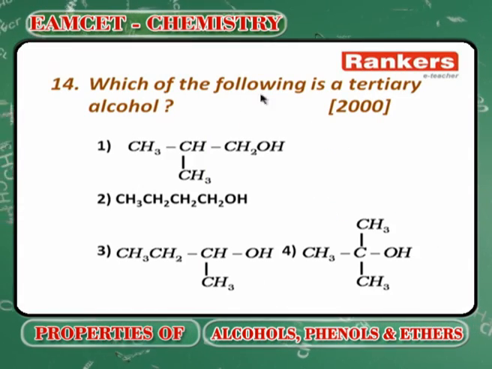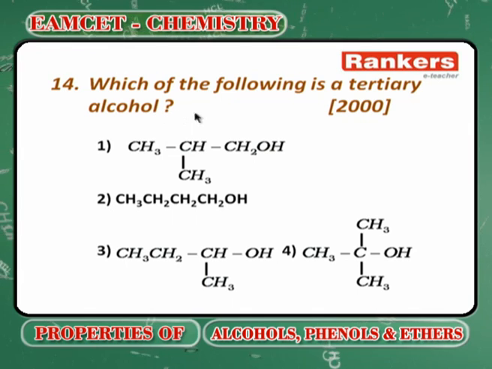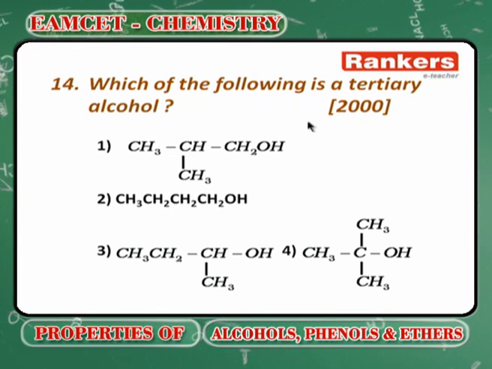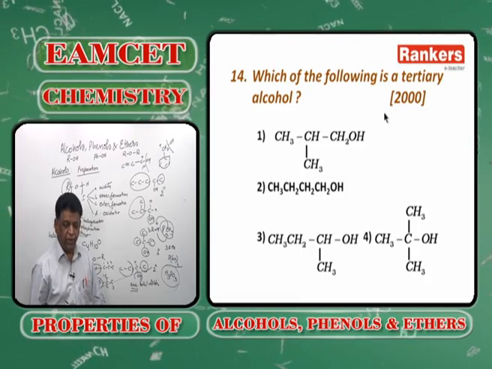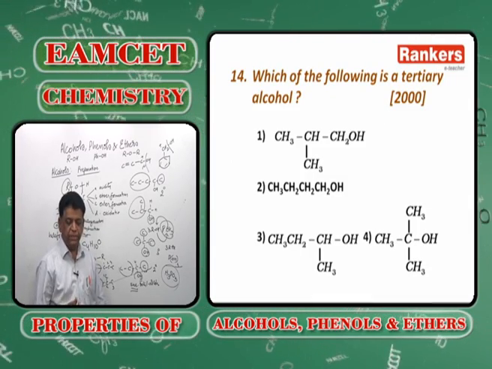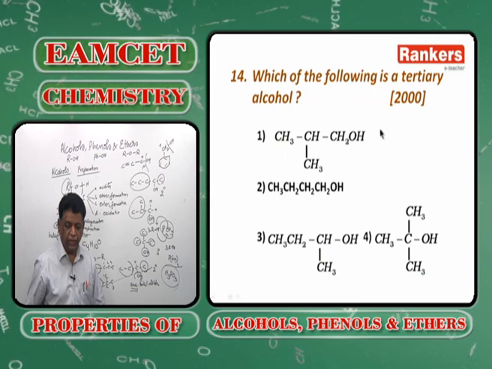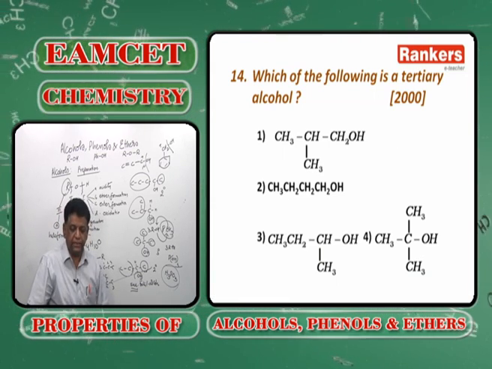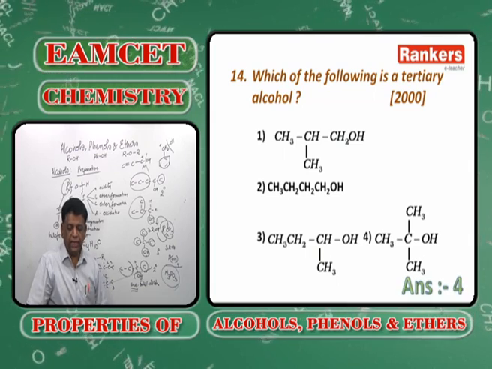Next, which of the following is a tertiary alcohol? The structures are given, so the work is less here. If the names are given, you have to convert them into structures, but here the structures are already written. In the last compound, you see the OH attached to the carbon with 3 methyl groups. The fourth one is the right answer.